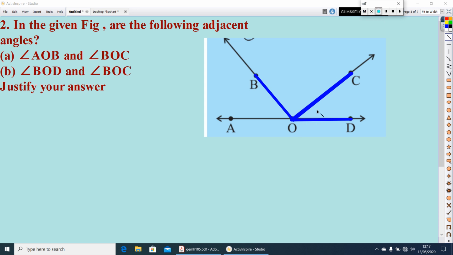Are they on the same side of the common arm? Here BO is the common arm. So the third condition is not satisfied. So it cannot be adjacent angles, because the non-common arms are not on either side of the common arm. Now let us see another pair of angles.